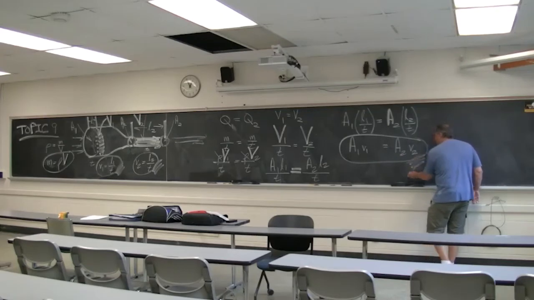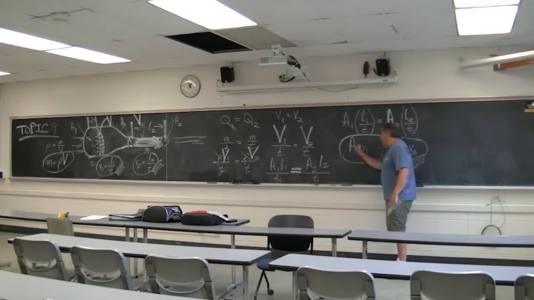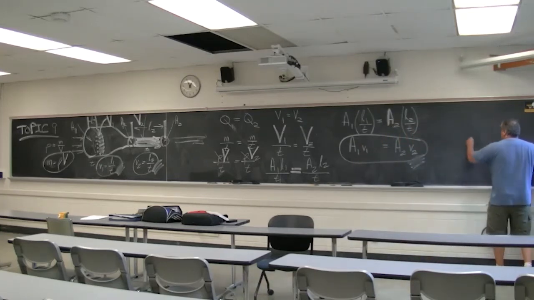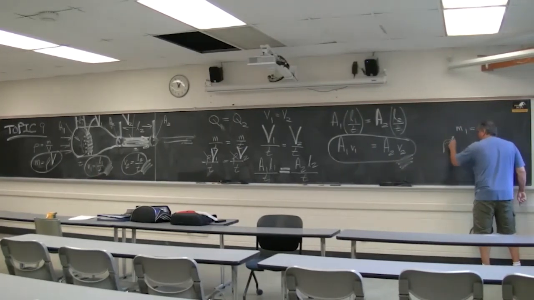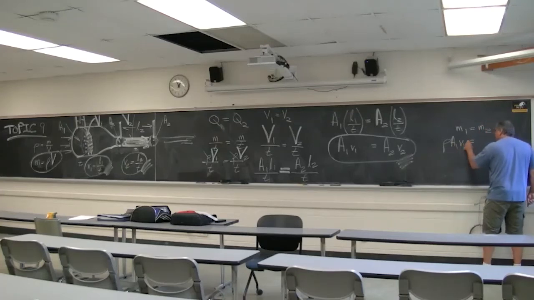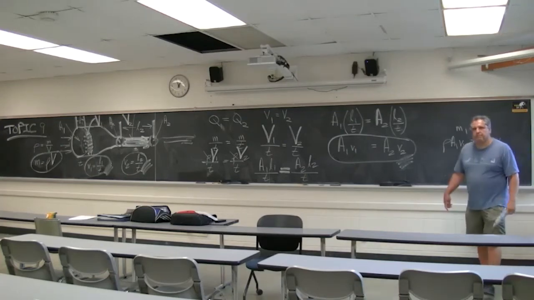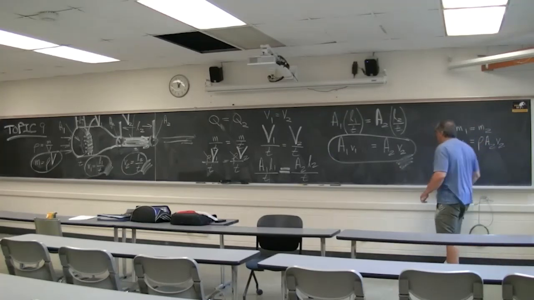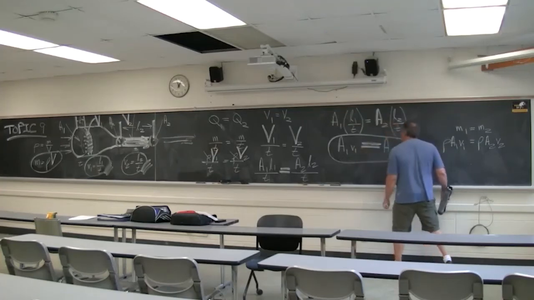Pretty useful. This is volume flow rate. If you multiply volume flow rate by rho on each side, it's mass flow rate. Total mass equals total mass. Rho A1 V1 equals rho A2 V2. Per time. Forgive me, per time. Because this is per time. This is volume per time.